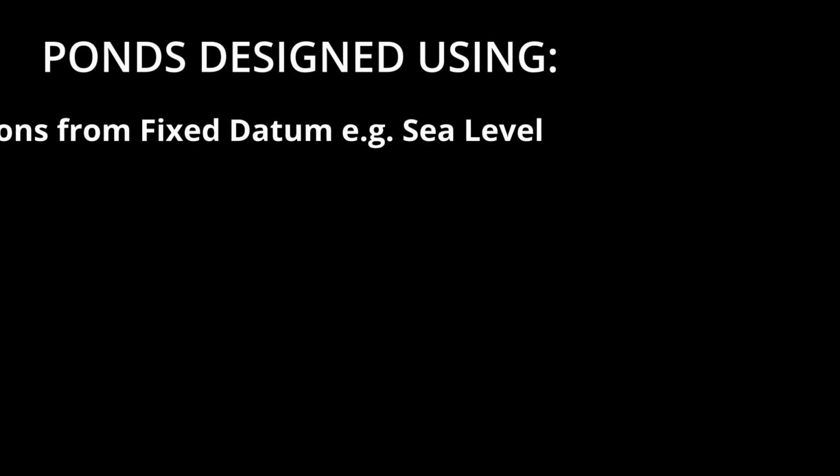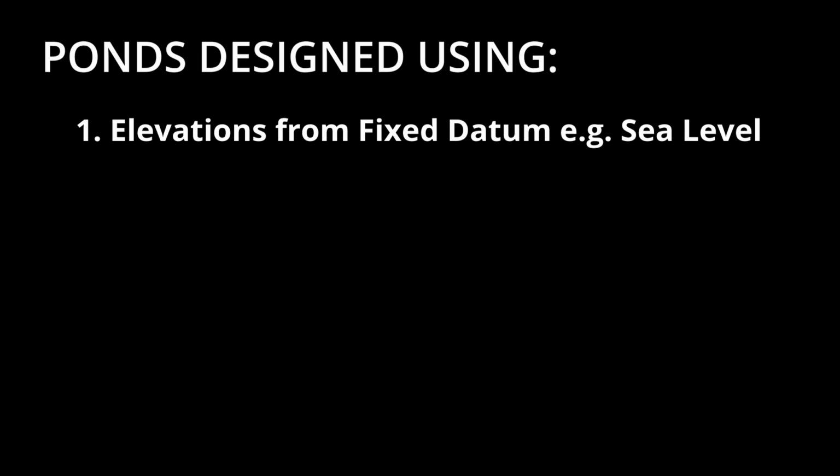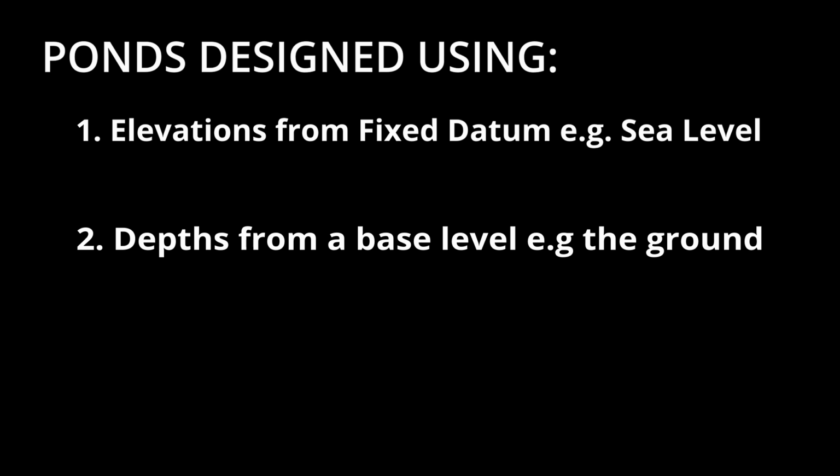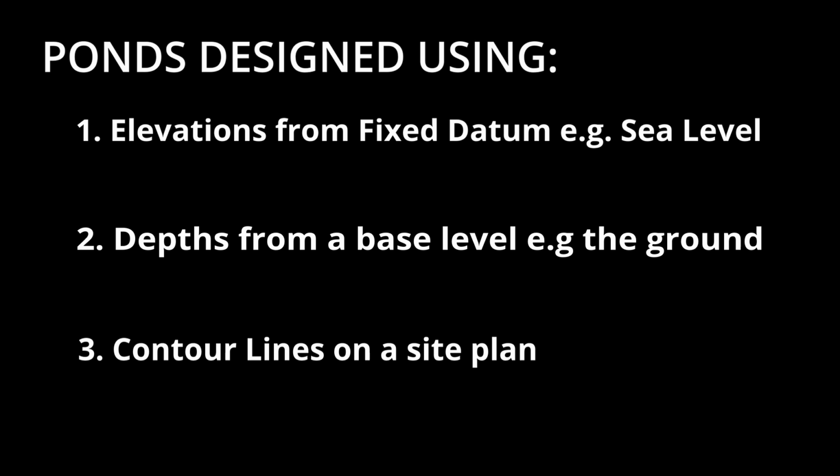The first approach is to design a pond using elevations from a fixed datum, such as sea level. The next approach involves designing using depths from a base level like the ground. And finally, we'll look at calculating the volume of pre-designed ponds using contour lines from a site plan.